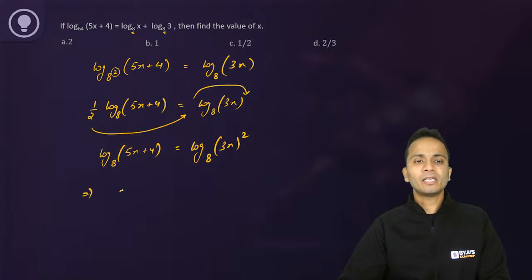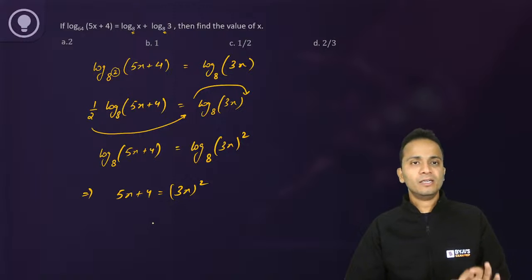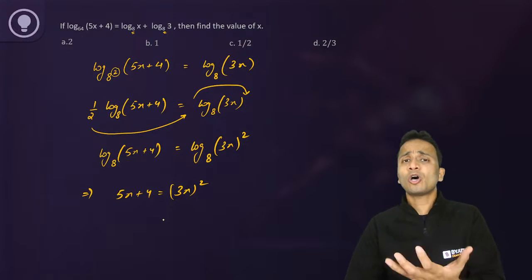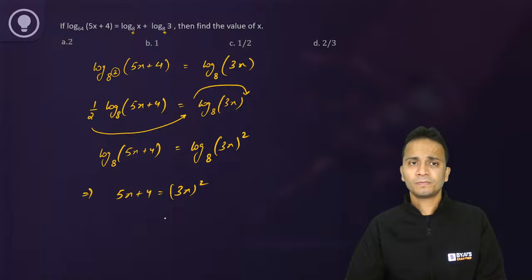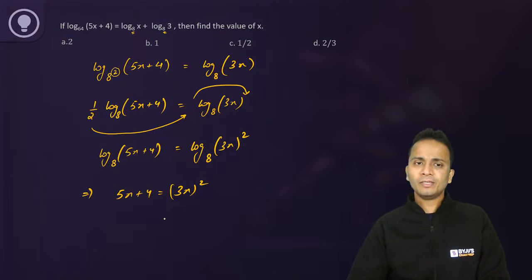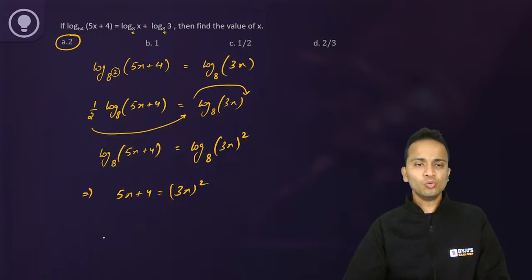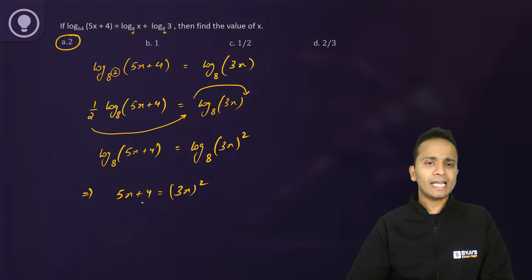So that means 5x plus 4 is equal to 3x whole square. Now after this, instead of solving this quadratic equation, you can start using the options. So don't solve this quadratic equation, put the value of x as 2. Let's see if this equation will be satisfied at x equal to 2.